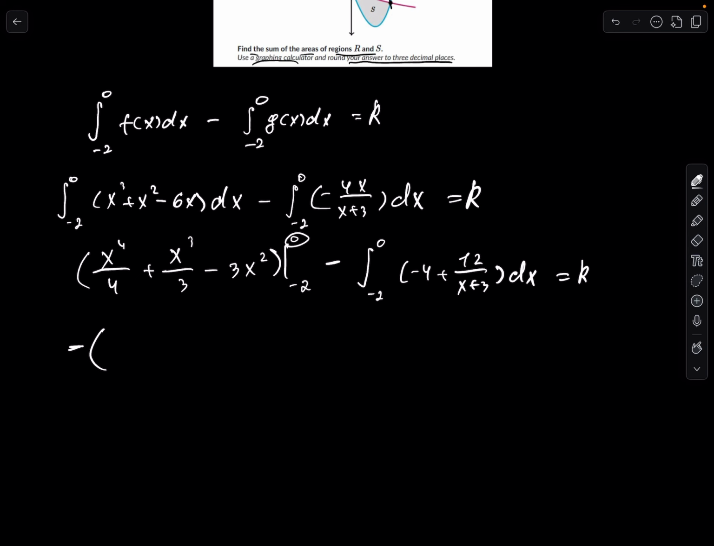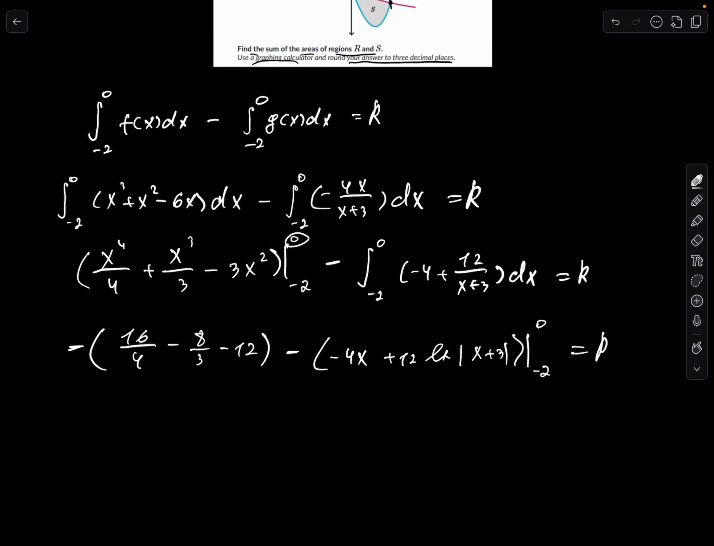So negative 2 to the fourth power is 16 over 4. Negative 2 to the third power is negative 8, so negative 8/3. Negative 2 to the second power is 4. 3 times 4 is 12. And here, the antiderivative of negative 4 is quite simple. It's just going to be negative 4x. The antiderivative of 12 over x plus 3 is going to be plus 12 times the natural log of the absolute value of x plus 3. And this is also evaluated from 0 to negative 2. This is R, don't forget.